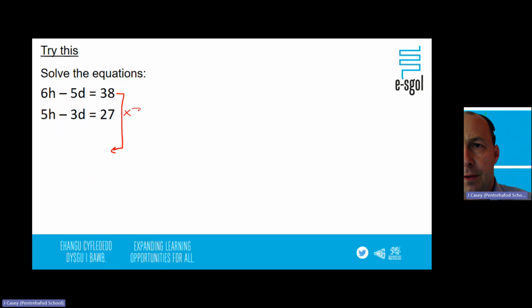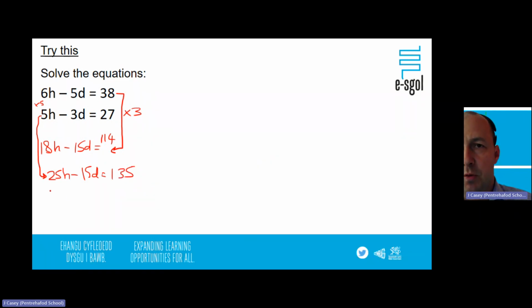So I'm going to times this first one by 3. Remember, all parts should be multiplied by 3, so 18h minus 15d, and I've now got 38 times 3. I've left myself a lot of space, but that is 114. Okay, this one, I'm going to multiply this by 5. So, bit of a shaky arrow there. So I'm going to times that by 5. That gives me 25h. Take away 15d, and that is equal to 27 times 5, which is 135.